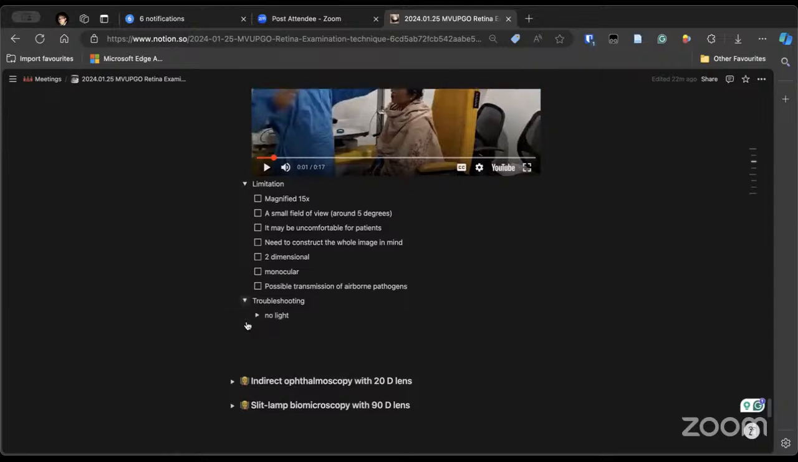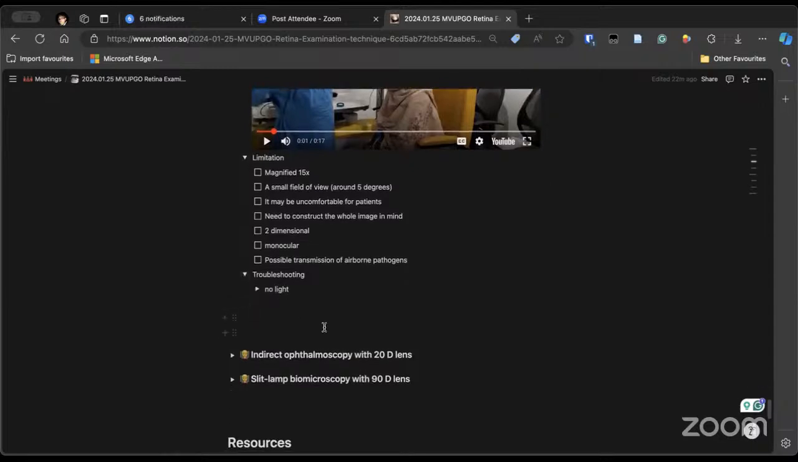So this is if no light is coming in the retinal ophthalmoscope. How do I proceed? Can any candidate please volunteer? There is no light. You are switching on the ophthalmoscope. The light is not coming. The battery could be discharged.